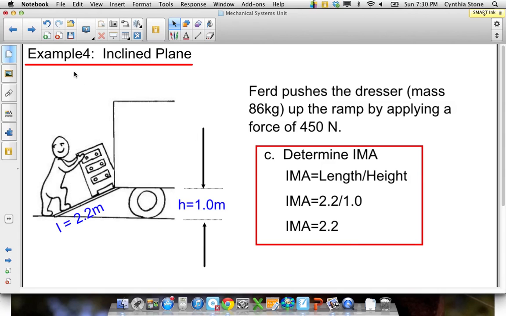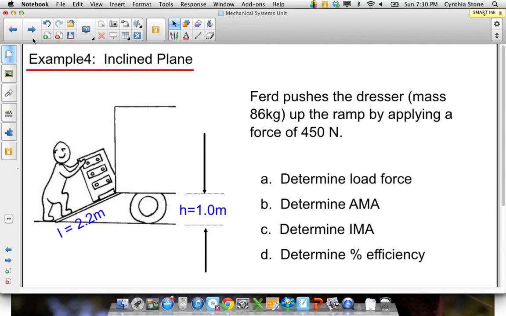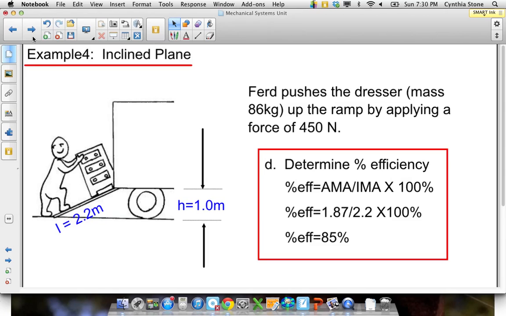So when finding percent efficiency, determining percent efficiency is AMA divided by IMA, so 85%. You know you did something backwards if you end up with a number greater than 100. If you'd accidentally done 2.2 divided by 1.87, well, you must have done something wrong, because that works out to greater than 100%. Okay?